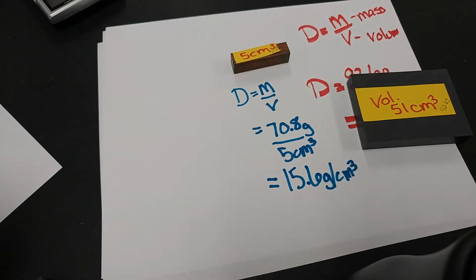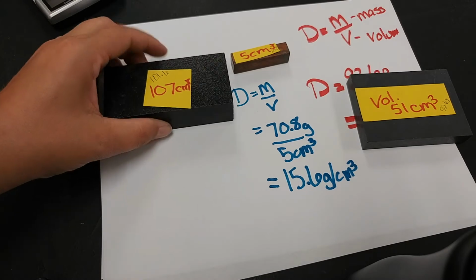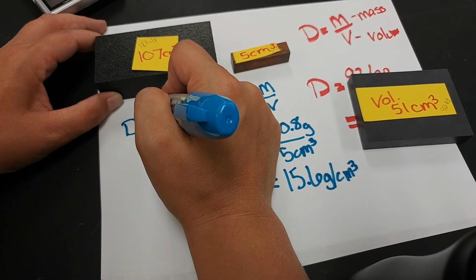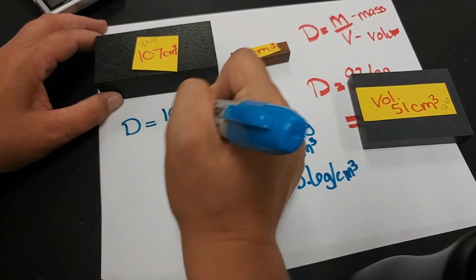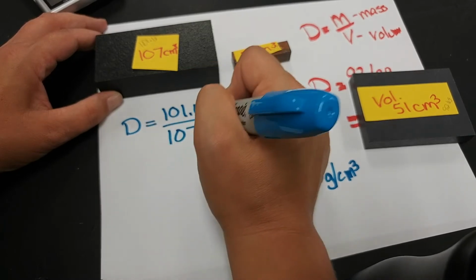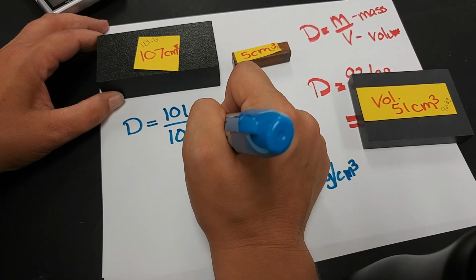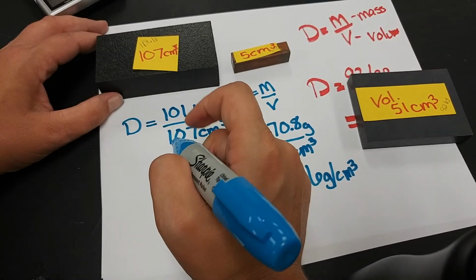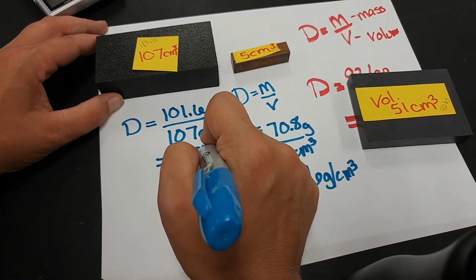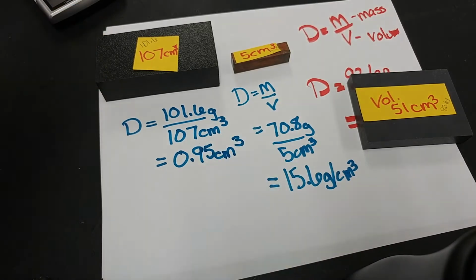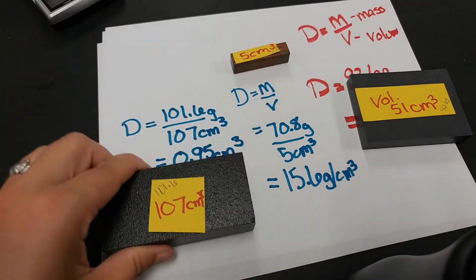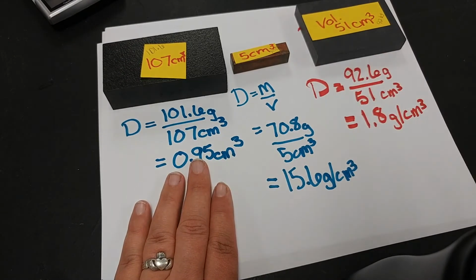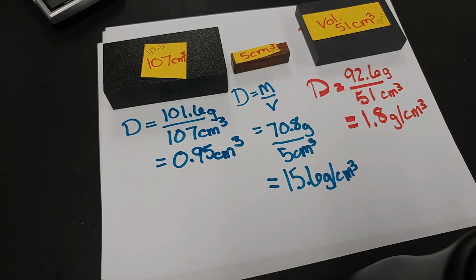And then our final one that we measured has a mass of 101.6 divided by the number 107. So our grams for our units and centimeter cube for our units. We put everything into the calculator and we get the answer of 0.95 centimeter cubed. Yes, I know this one here has a lower number than 1. That's okay. All right, so that's how you calculate the density of objects.